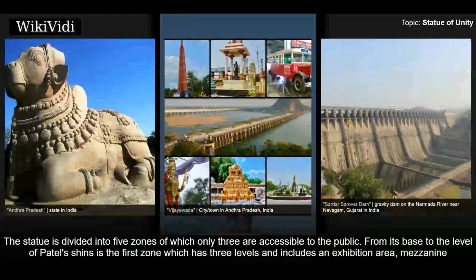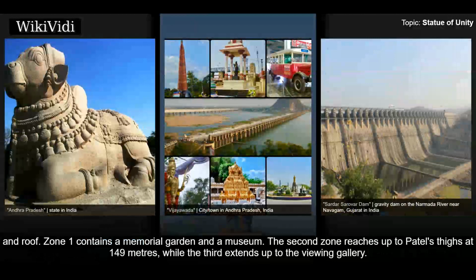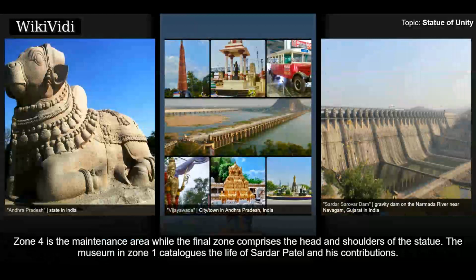From its base to the level of Patel's shins is the first zone, which has 3 levels and includes an exhibition area, mezzanine, and roof. Zone 1 contains a memorial garden and a museum. The second zone reaches up to Patel's thighs at 149 meters, while the third extends up to the viewing gallery. Zone 4 is the maintenance area, while the final zone comprises the head and shoulders of the statue.